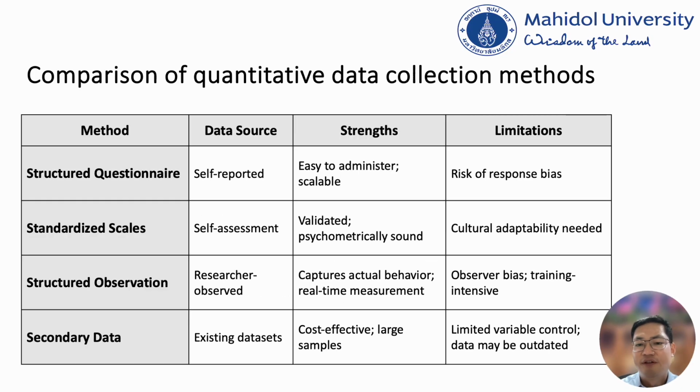Let's compare the four methods of data collection. Structured questionnaires are good for self-reported data and are easy to administer. Standardized scales offer high reliability and are ideal for abstract constructs. Structured observation provides behavioral data in real time, but requires training. Secondary data sources offer large-scale and historical data, but come with limitations in variable control. The method you choose should align with your research question and context.